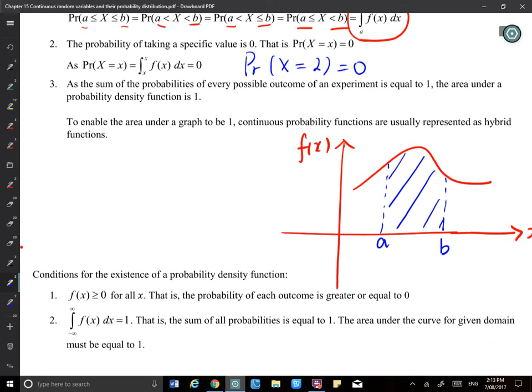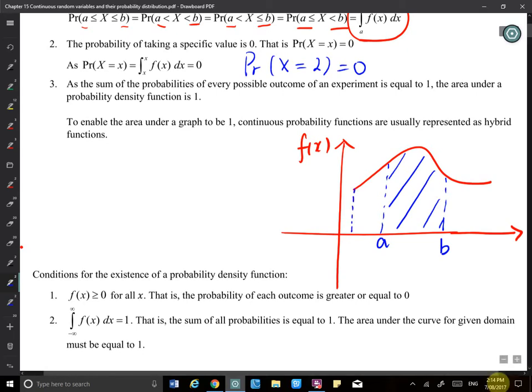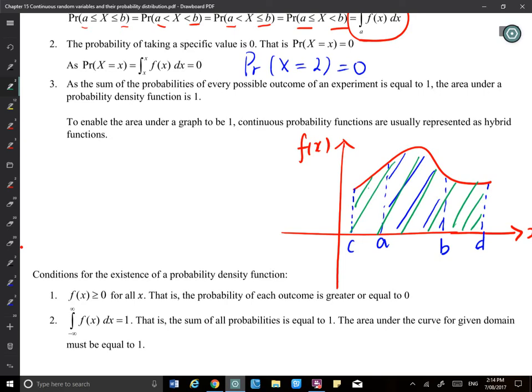And number 3: as the probability for every possible outcome of an experiment equals 1, the area under the probability density function is 1. For example, say I have endpoints c and d here. Then the integral from c to d of f(x) must give you 1. Everything under the curve is 1; the whole area under the curve must be 1. It's the same as summing all the probabilities in a table to give 1. It's the same reasoning here.